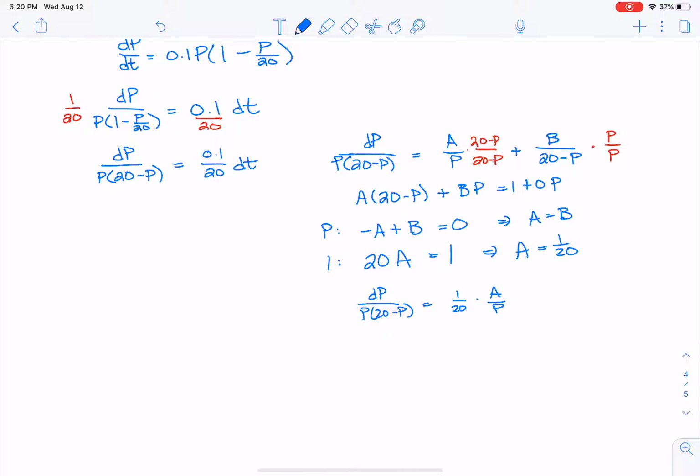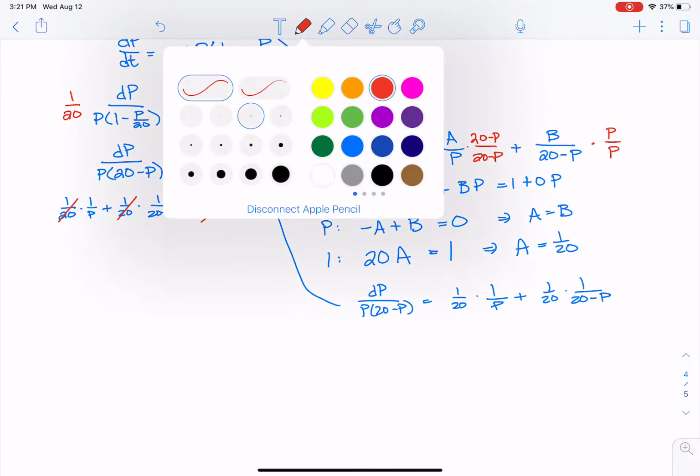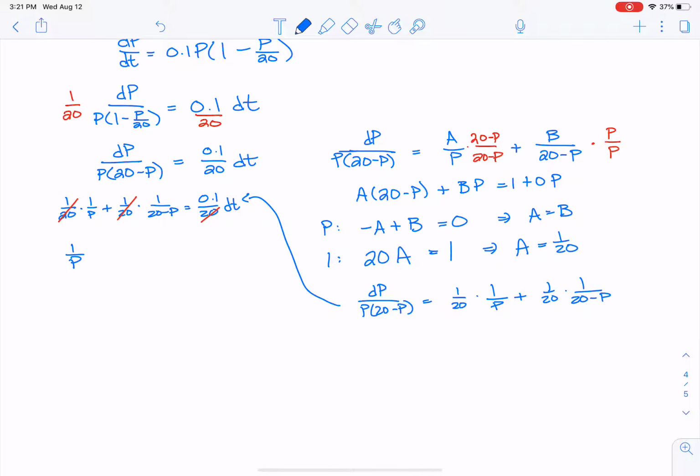That a is actually a 1, so 1 over 20 times 1 over p plus 1 over 20 times 1 over 20 minus p. Okay, so we're going to bring this back over here, and we're going to have 1/20 times 1 over p plus 1 over 20 times 1 over 20 minus p is equal to 0.1 over 20 dt. Aha, now you can kind of see why I was doing this, because the 1 over 20s appear in each term, and so they cancel out. So I'm going to get 1 over p plus 1 over 20 minus p. Both of those have a dp on them, is equal to 0.1 dt.